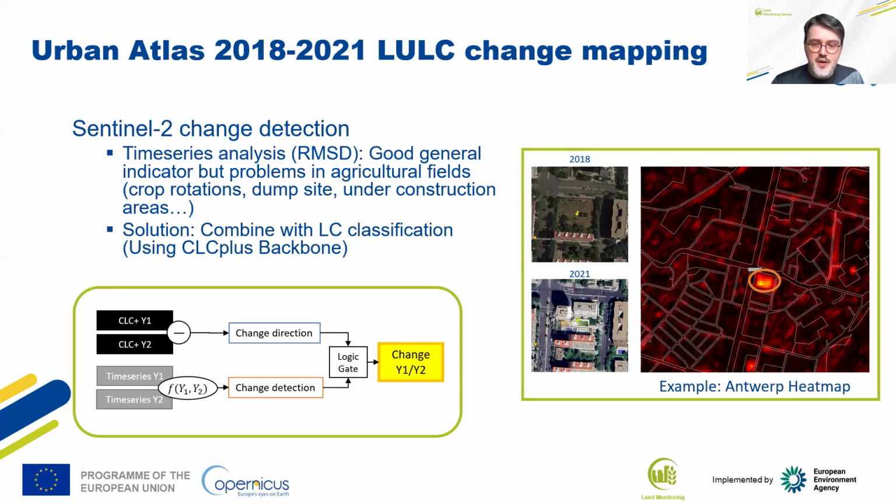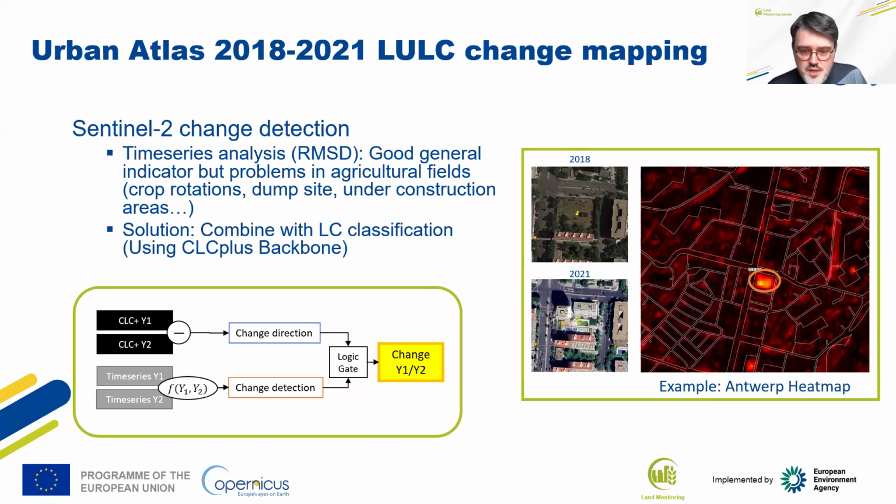Time series analysis with RMSD can be tricky in agricultural areas, because we have some difficulties with crop rotations. For example, we can have wheat one year and sunflower the next year. That can change the seasonal signal and affect the outputs. We also have some confusion between bare soils, for example harvested agricultural parcels with construction sites or dump sites, because of their bare soil aspect.